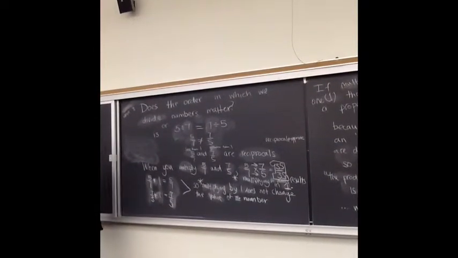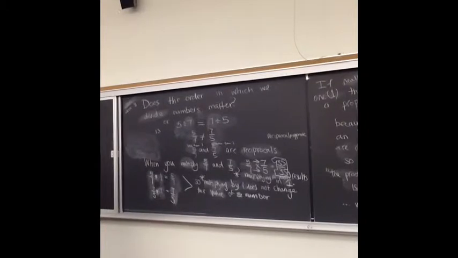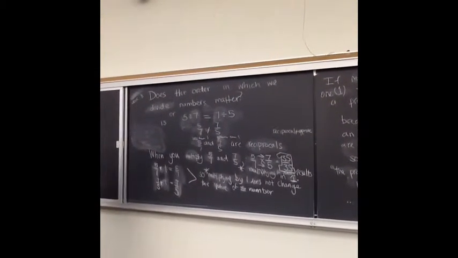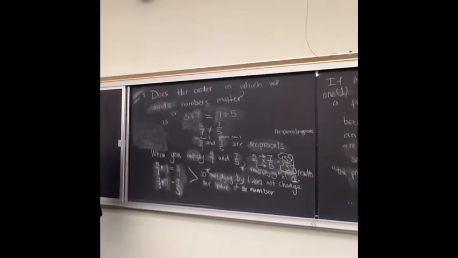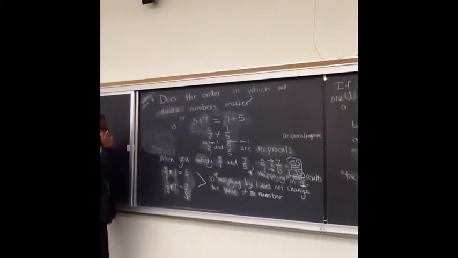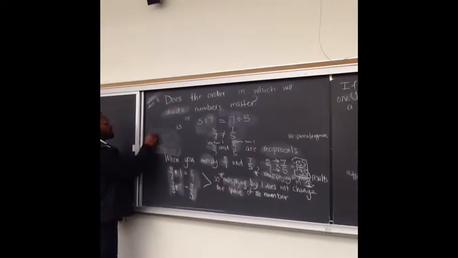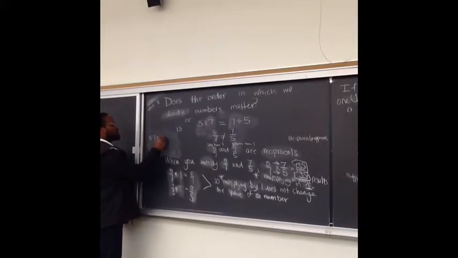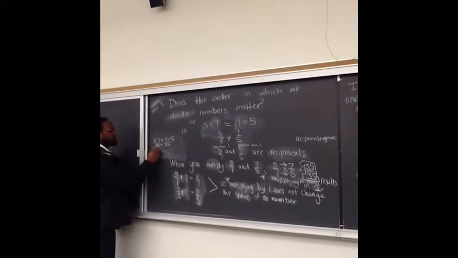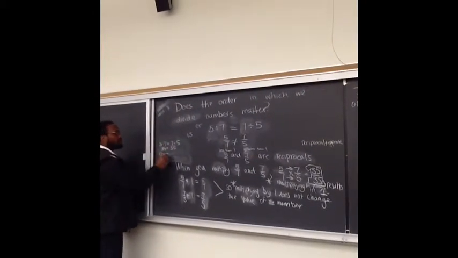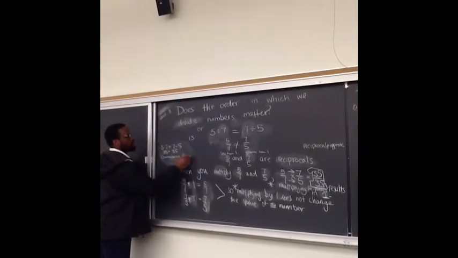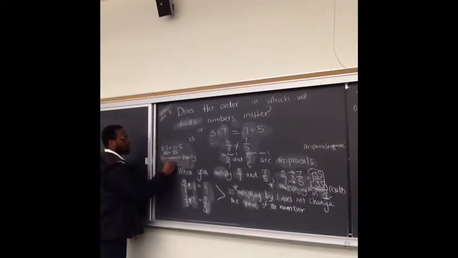In week 8, we continued our conversation about the properties by looking at the order in which we divide numbers. If we recall, the order in which we multiply numbers did not matter, and that was the commutative property of multiplication. So 5 times 7 is equal to 7 times 5. 35 is equal to 35, and that's the commutative property of multiplication, allowing me to move the numbers around.